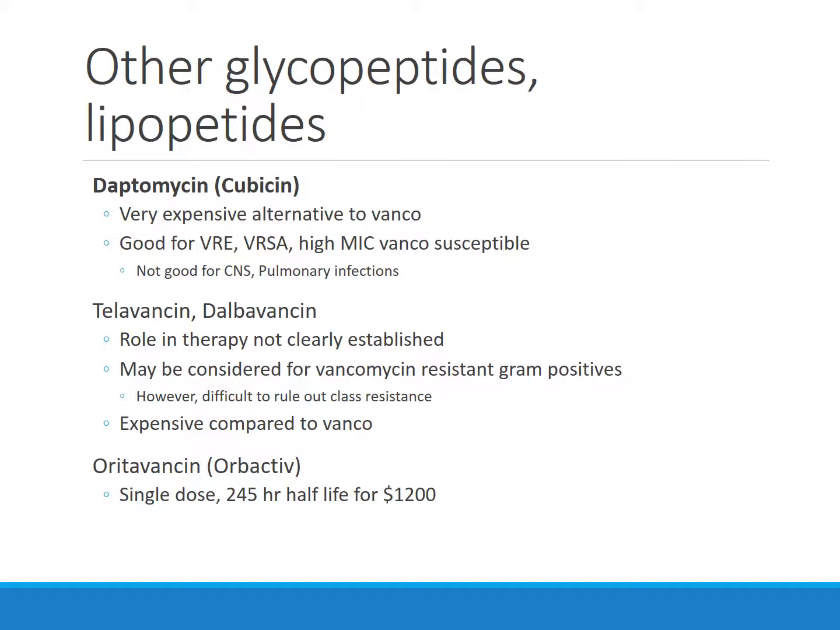But they want Oritavancin, and what it is, is just a one-time dose. It's got a 245-hour half-life. It costs $1,200. But the advantage is that sometimes if we need somebody to be on vancomycin as an outpatient, they have to come into an infusion center, or they have to have home infusion set up with them, so they're getting their antibiotics a couple times a day. With this drug, you give a one-time dose, and then you're theoretically cured of your cellulitis or whatever it is at that point. So it's kind of a cool thing that we may be seeing more of in the future.